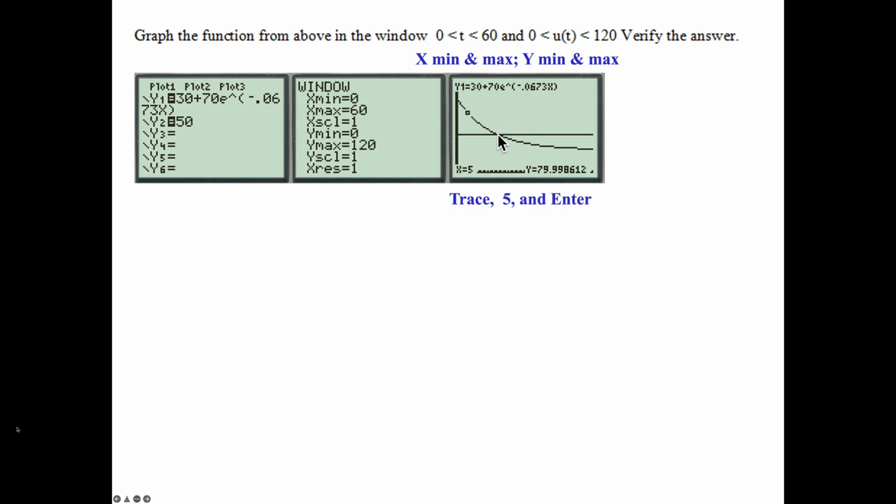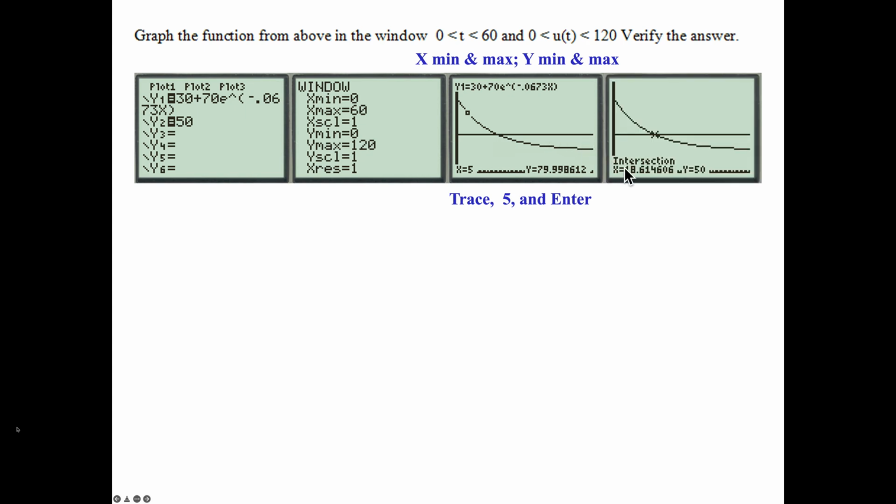So we intersect this. There's my 18.614606, just like we got in the last part of the problem. All right, so again, second trace, do the intersection, just hit enter on all three questions. They're all right there for you.